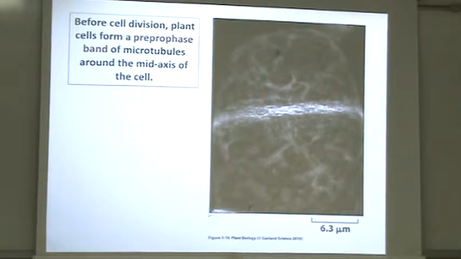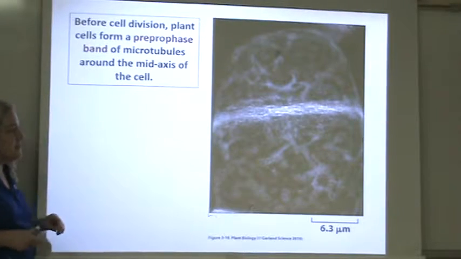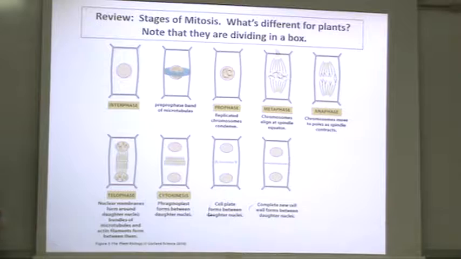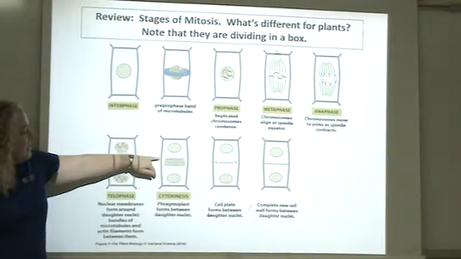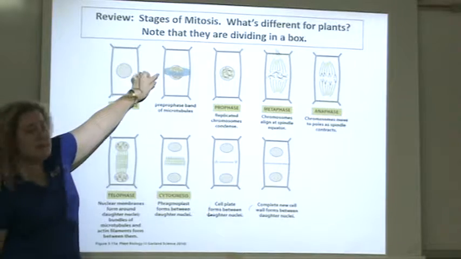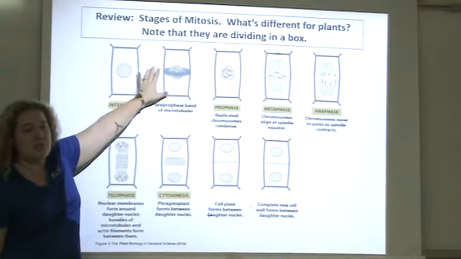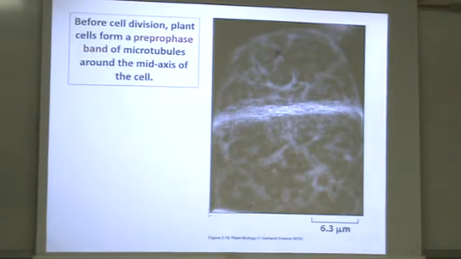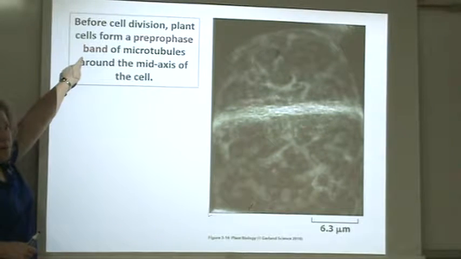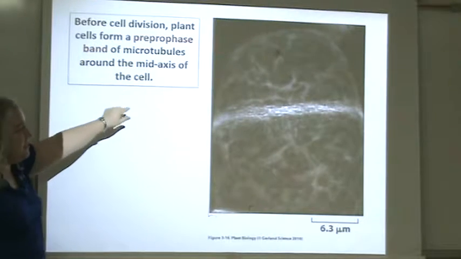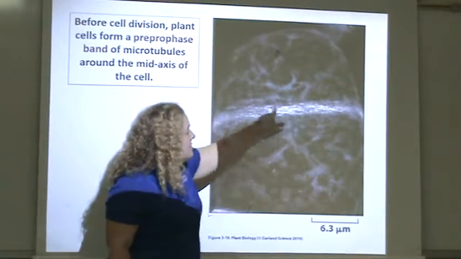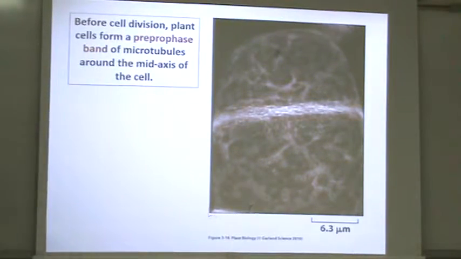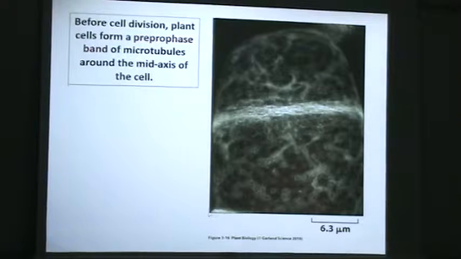So one thing that plant cells do differently is because they're going to build a new cell wall across an existing cell, they actually mark where that's going to be really early on, before division even starts. And they do that by building a pre-prophase band. This picture is showing fluorescent microtubules that have been labeled to show where this pre-prophase band is forming. So maybe that's a little bit more visible.